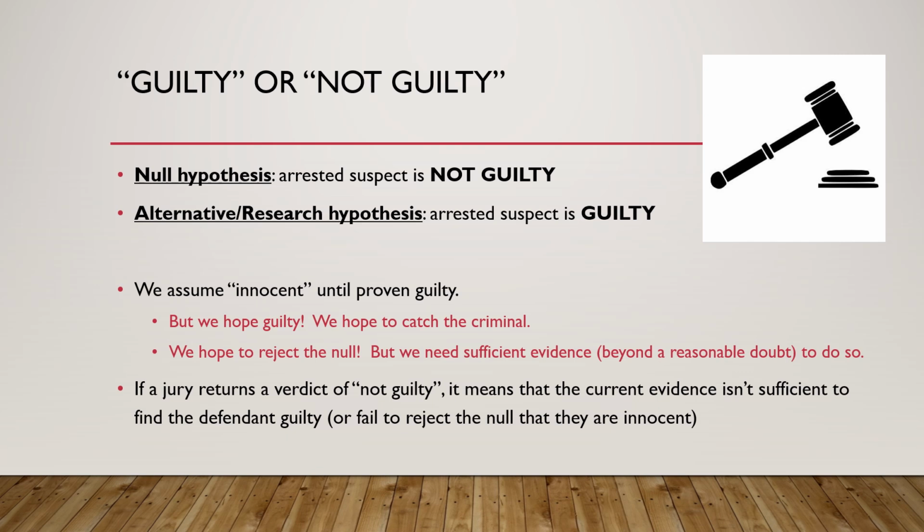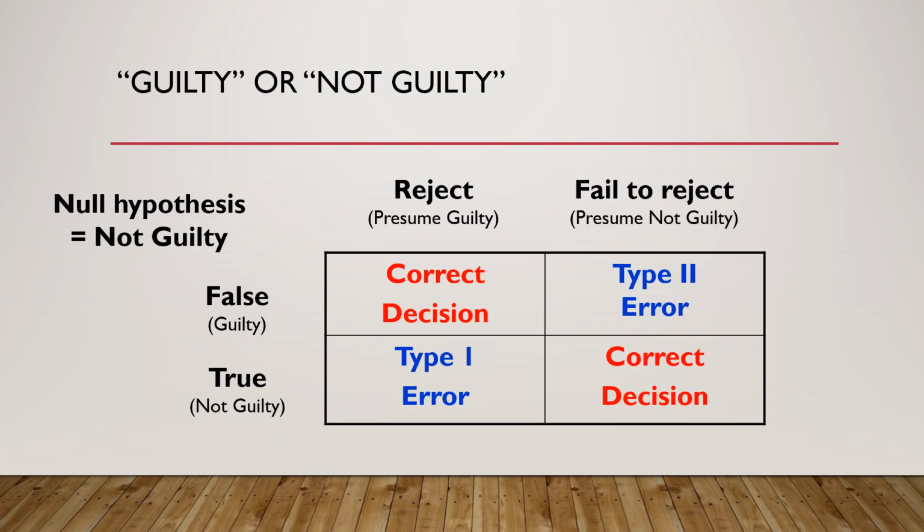Guilty or not guilty: null hypothesis, not guilty; research hypothesis, they are guilty. So in this guilty or not guilty 2x2, we have the rows of the null hypothesis, which is that the suspect is not guilty. If that is false, then the individual actually is guilty. And if it's true, the individual is not guilty. And then we as the jurors are coming to a conclusion.